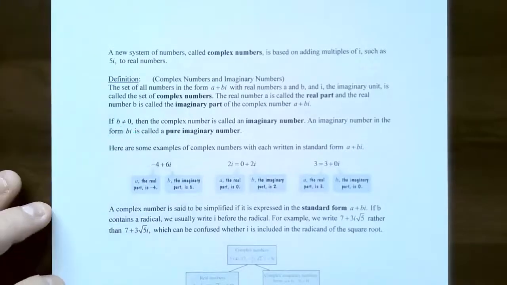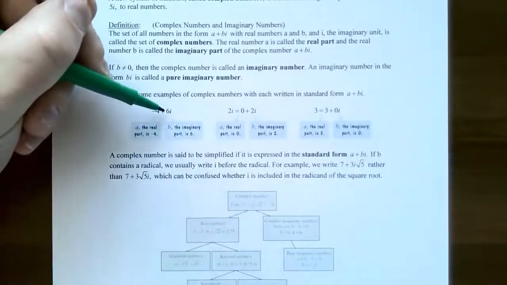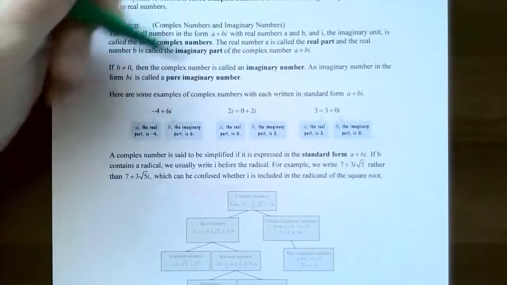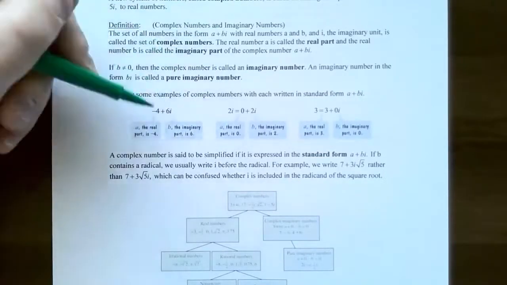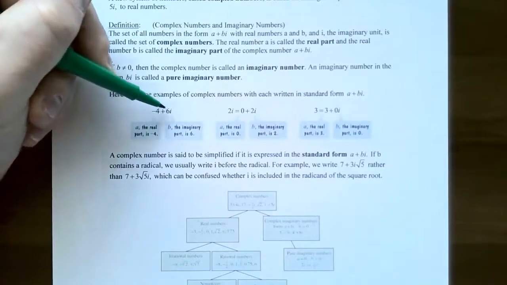So here are a few examples of complex numbers. Negative 4 plus 6 times i. This is in the form a plus bi. The a is negative 4 and b is 6. The negative 4 is the real part. The 6 is the imaginary part.